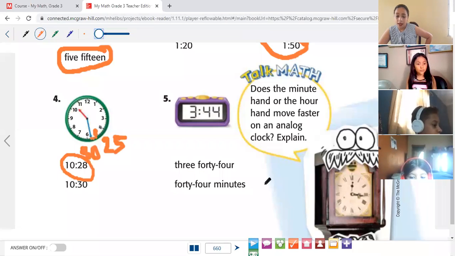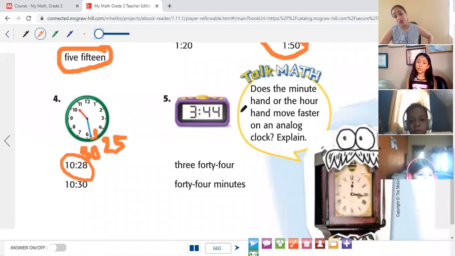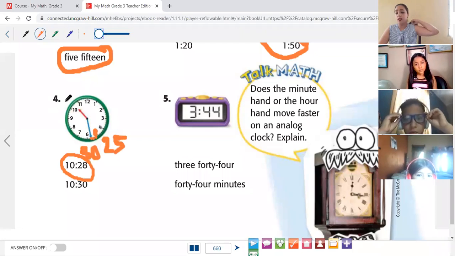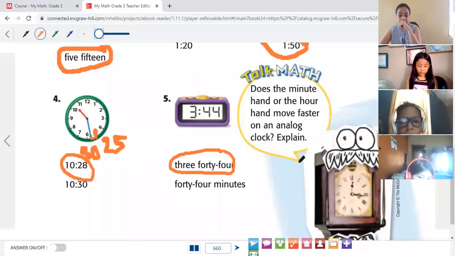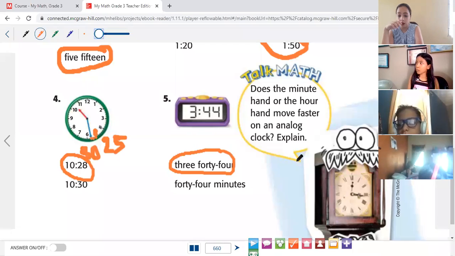Okay, now the digital clock is much easier than the analog clock. What time is it on number 5? It is 3:44. So circle 3:44.